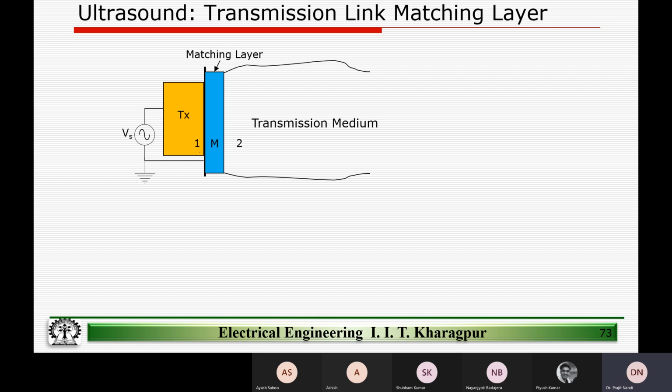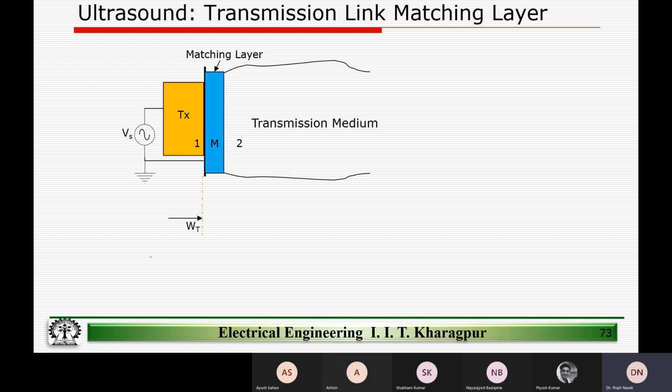Now we have two interfaces. The sound waves are going to pass from medium 1 to medium M, the matching layer, and then from medium M to medium 2. And this is done with a certain goal. The goal is to ensure that maximum power is transmitted from medium 1 to medium 2, meaning the reflection is minimized. So let's see what sort of acoustic characteristics this matching layer should have.